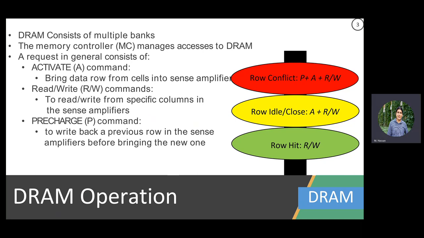This happens in this red thing here, which is the precharge. So you first write back the old row. Why do I need to do this? When do I need to do this? If you access a row that is different than the one that is already existing there.